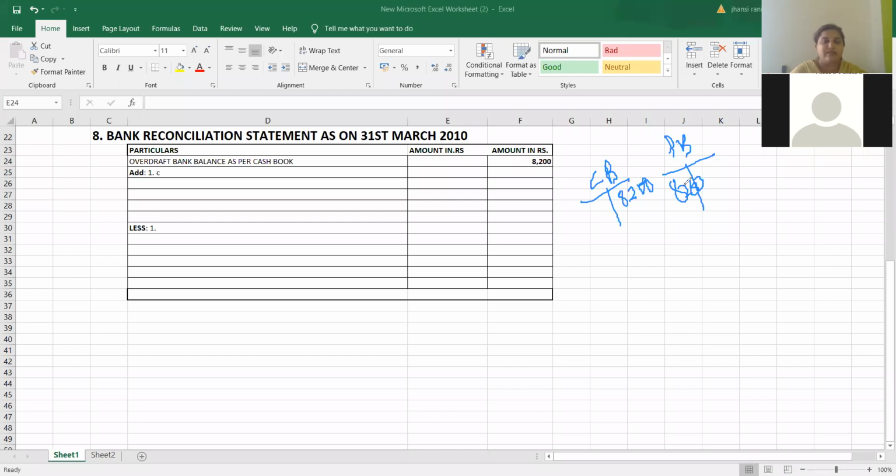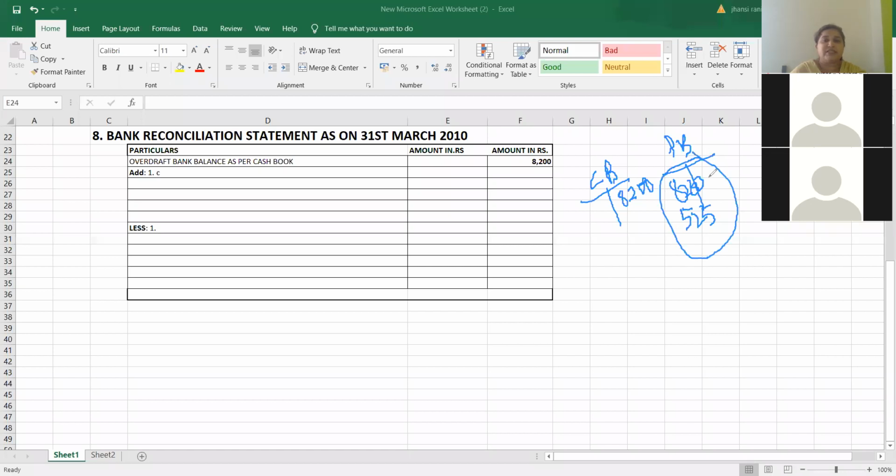Whenever the bank is debiting, first it will have an effect in the passbook. Later we will make in our cash book. So interest debited by the bank rupees 525 is not appearing in cash book. So in the passbook, the bank has debited rupees 525 and it is not appearing in the cash book. So as soon as it is debited in the passbook, what is happening here? The passbook balance is increased. Okay, if you look at here, yes, 8,200 plus 525, it will become 8,725.